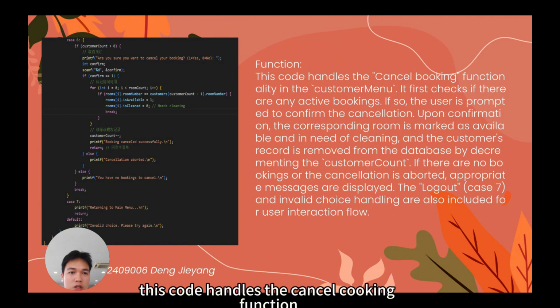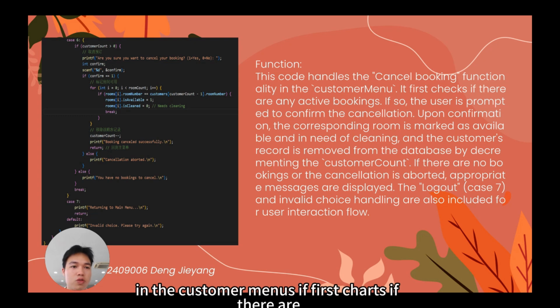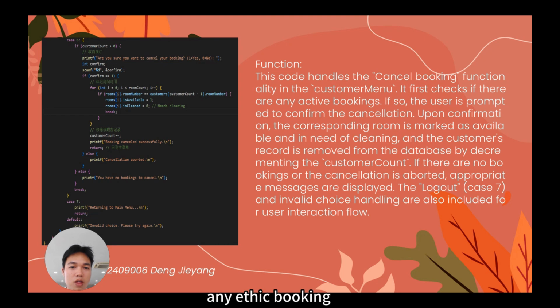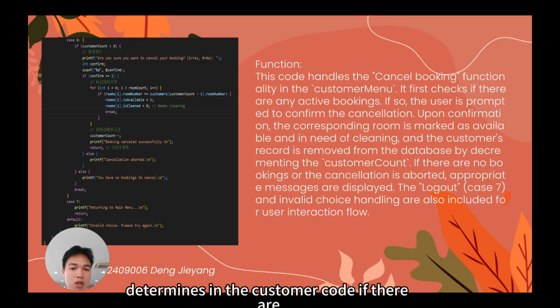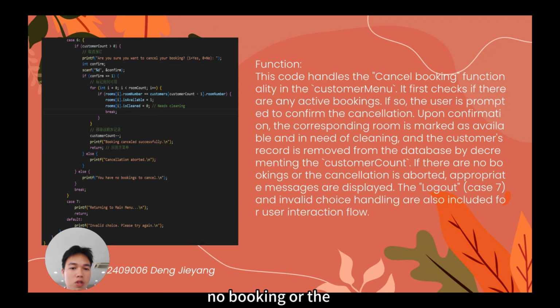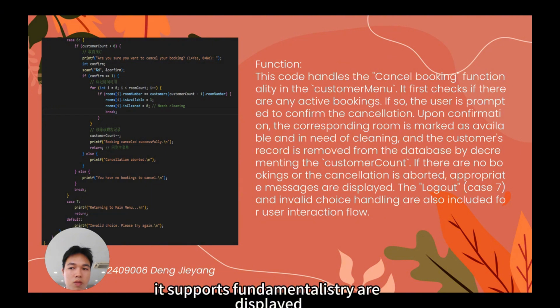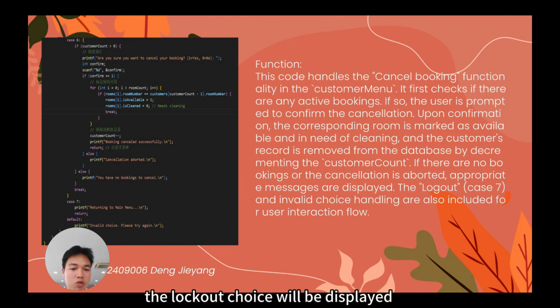This code handles the cancel booking function in the customer menu. It first checks if there are any active bookings. If so, the user is prompted to confirm the cancellation. Upon confirmation, the corresponding room is marked as available and in need of cleaning, and the customer's record is removed from the database by decrementing the customer count. If there are no bookings or the cancellation is declined, appropriate messages are displayed. The logout choice will be displayed.